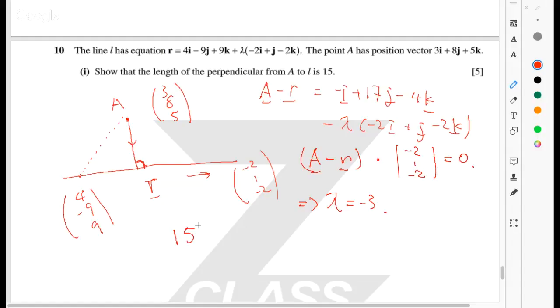So let's just go over the idea again. We first find a general expression for a line connecting a random point, let's say B, and A. And we then change the position of B by varying the value of lambda such that AB is perpendicular to R. And if AB is perpendicular to R, then AB must be the perpendicular from A to L.